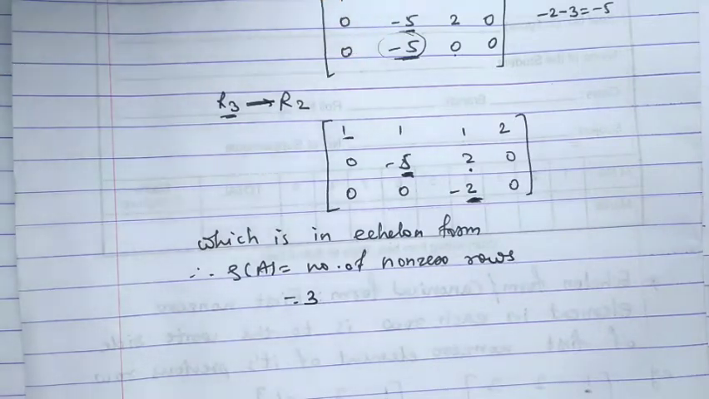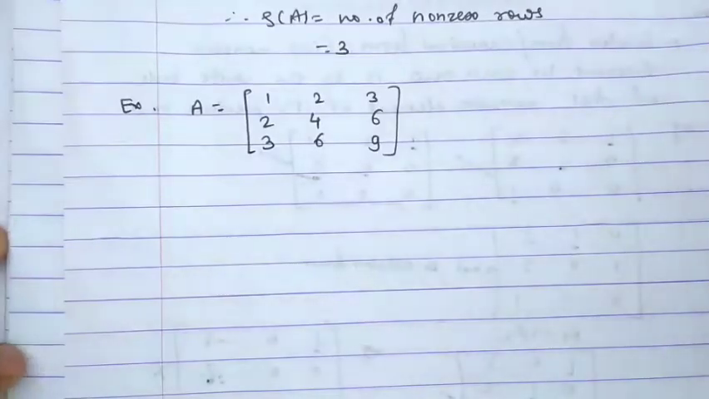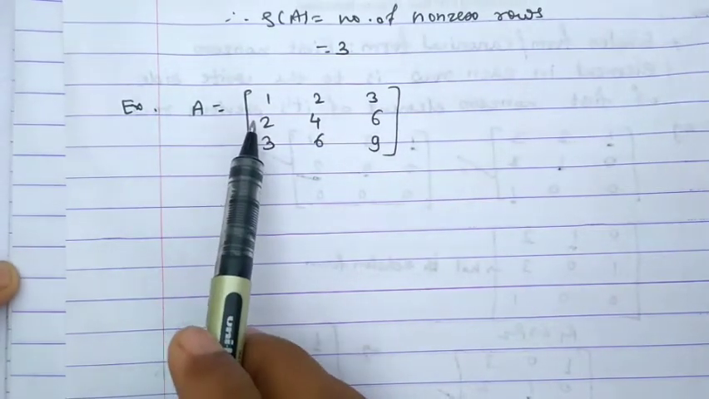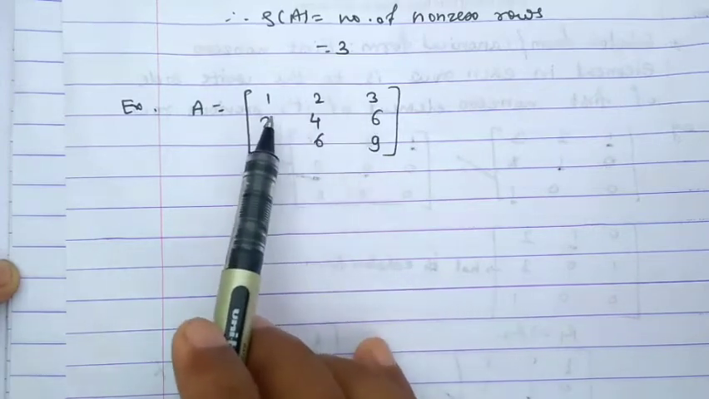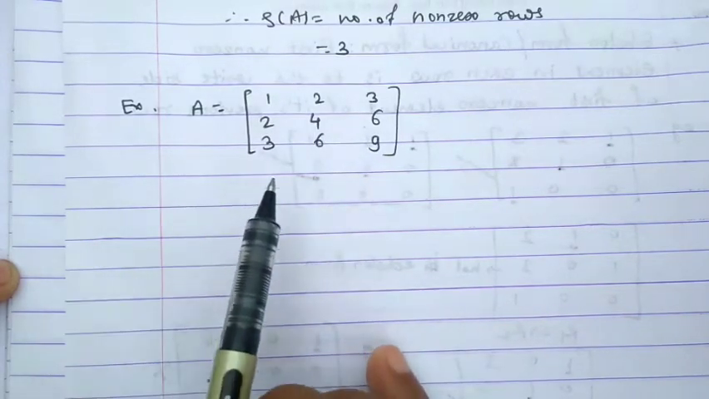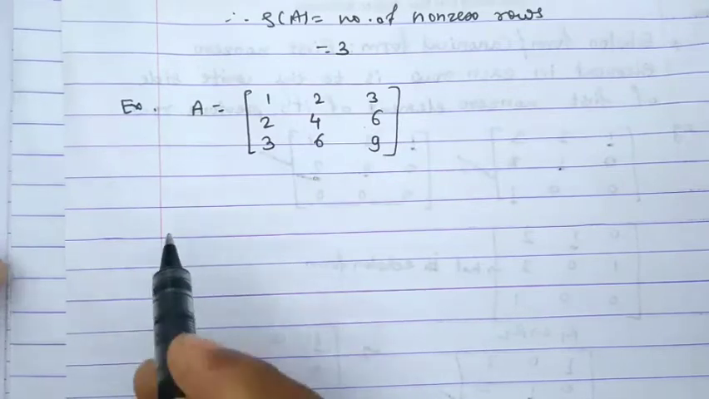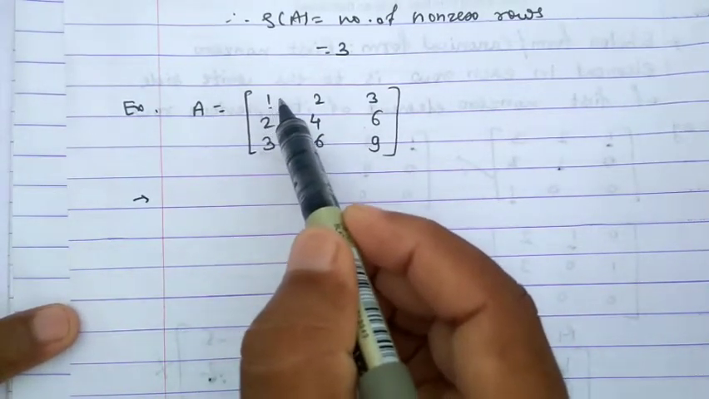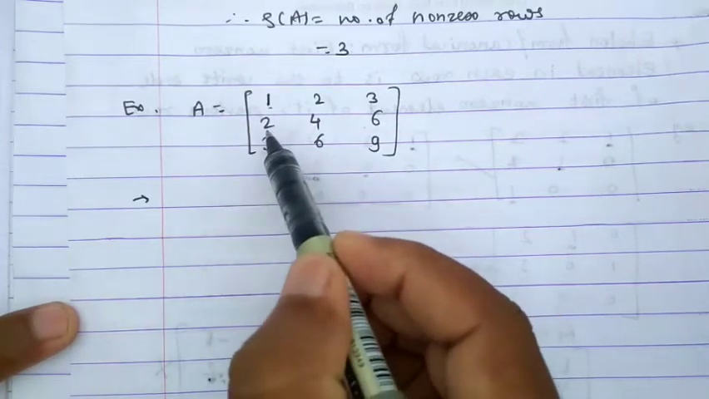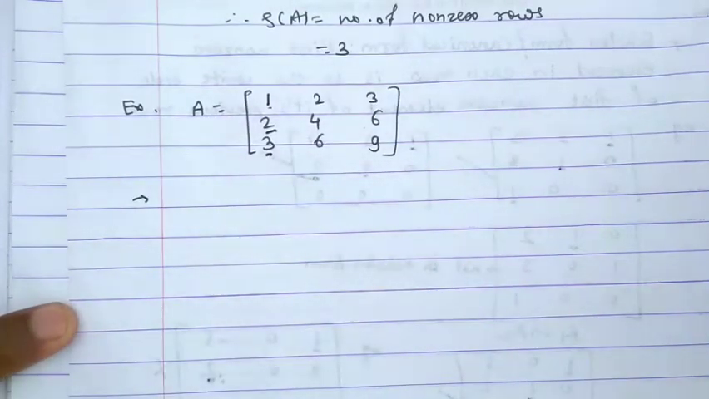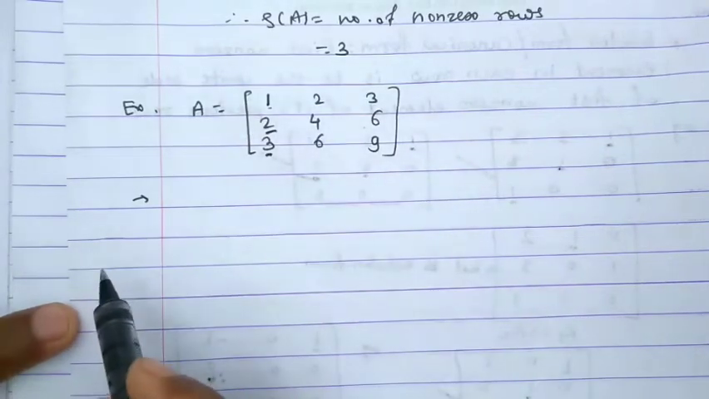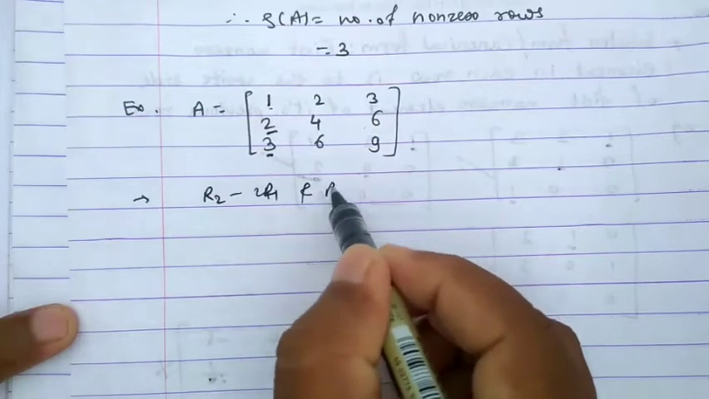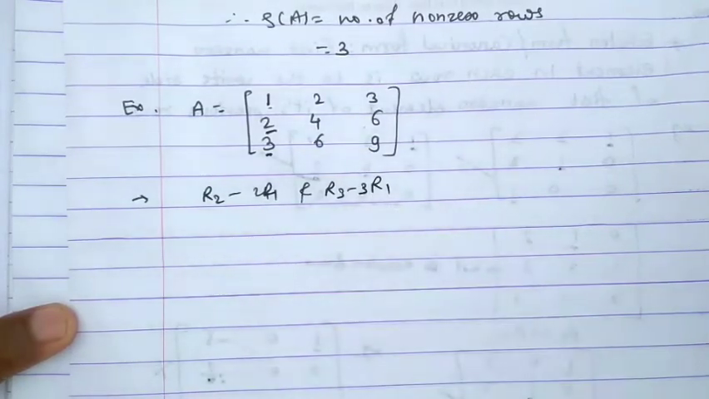Now let us take another example. Find the rank of the matrix by converting this matrix to the echelon form. The first row is 1 2 3, second row is 2 4 6, third row is 3 6 9. See, the first element is non-zero and it is 1. We have to make these elements 0 using only the first row. So the transformation is R2 minus 2 times R1 and R3 minus 3 times R1.